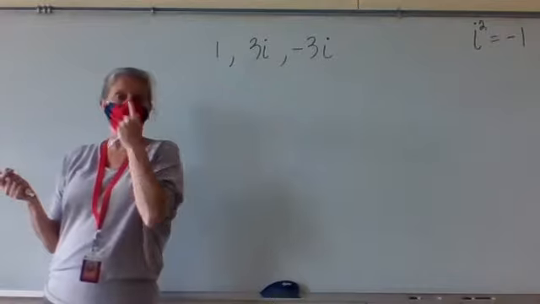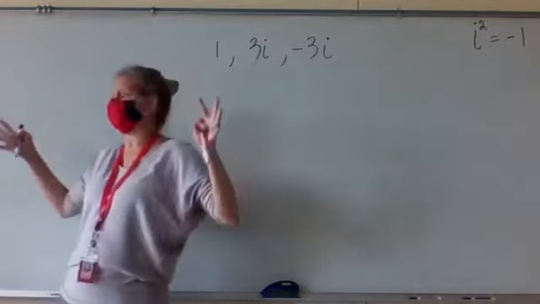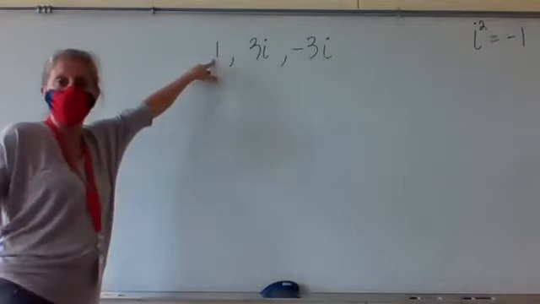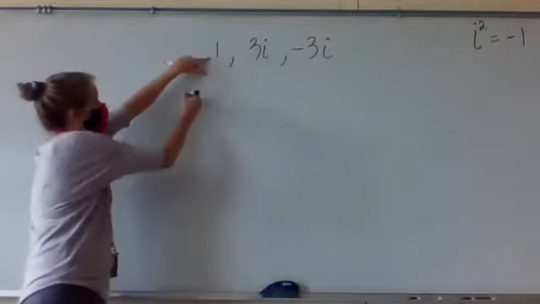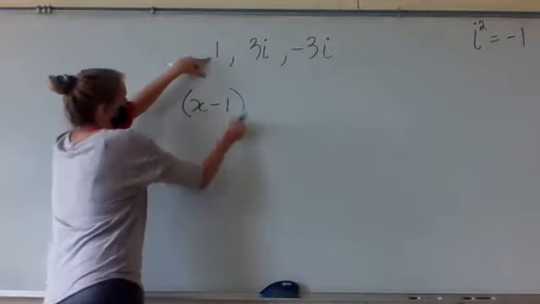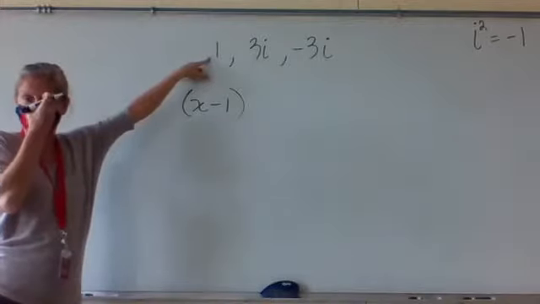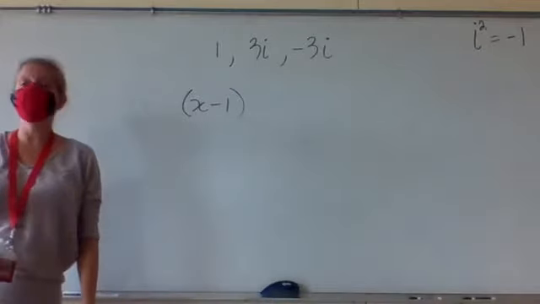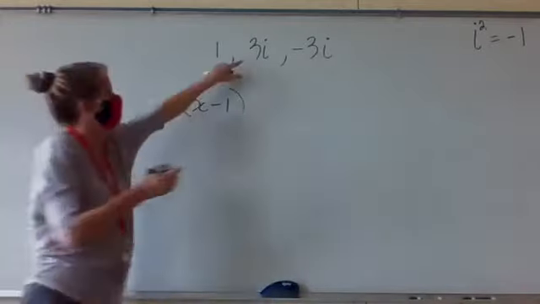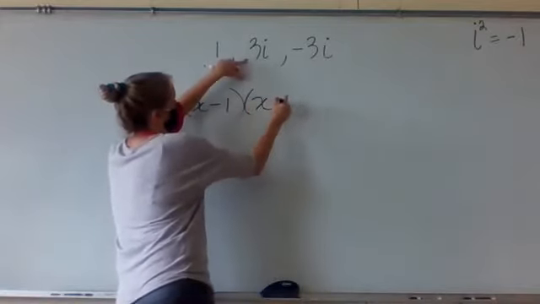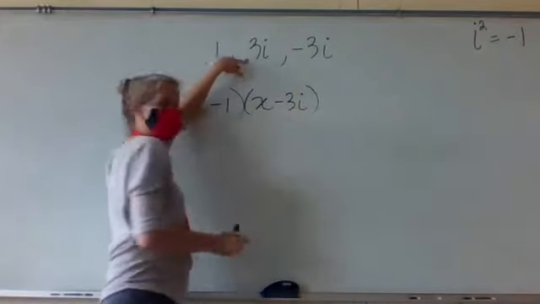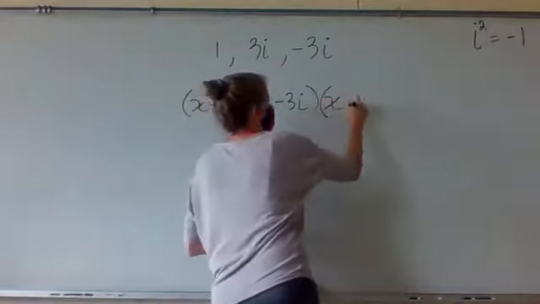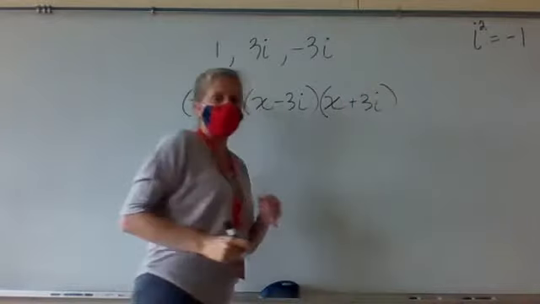Okay, let's look at what this would look like written out as its factors, just like we did on the last one. If this is the solution or the zero, what factor must it have come from? X minus 1. If 3i is a zero, what must it have come from? Same process, x minus 3i. And if -3i is a zero, it came from x plus 3i.